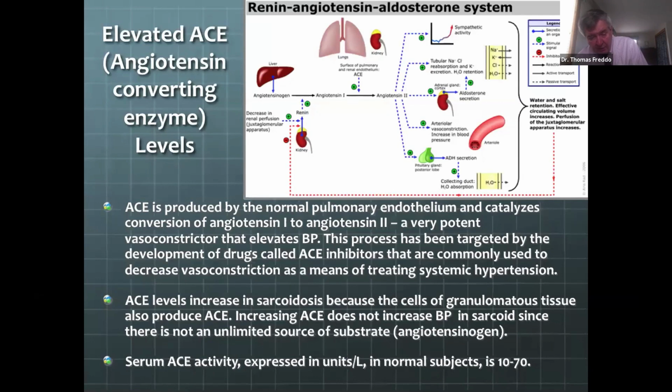Serum ACE activity, as you'll recall, is expressed in units per liter, and in normal subjects, usually in the range of about 10 to 70.